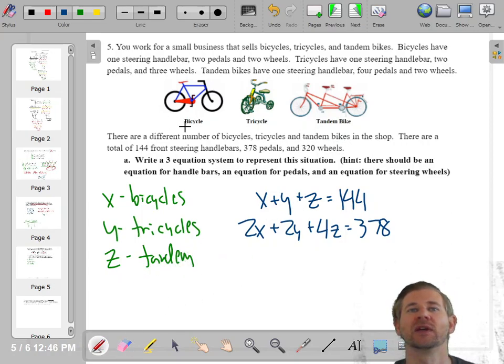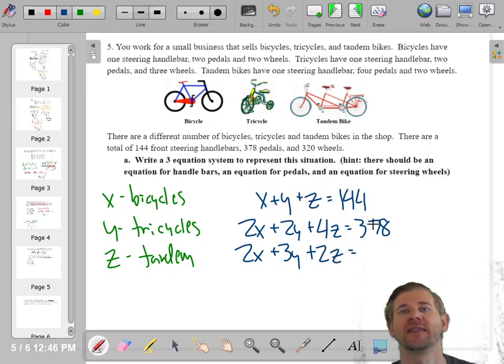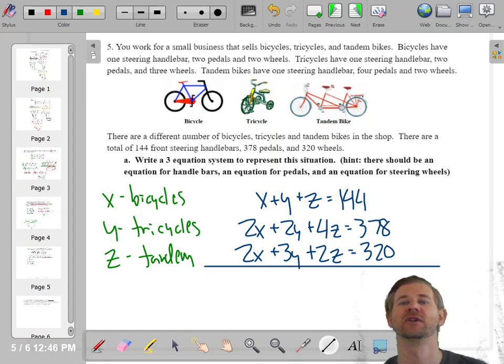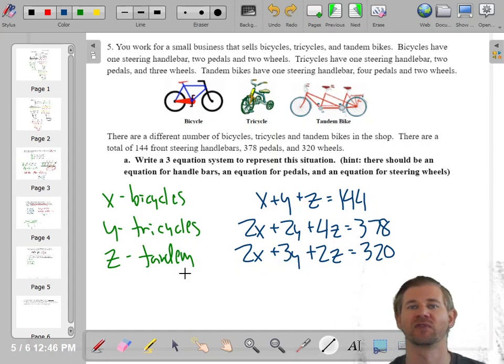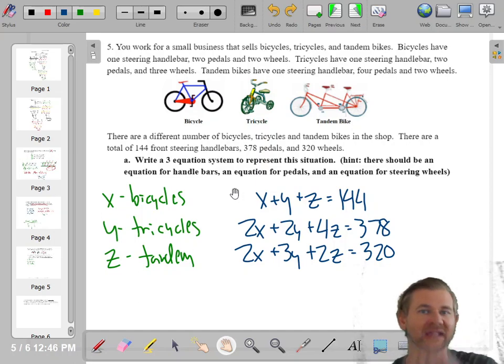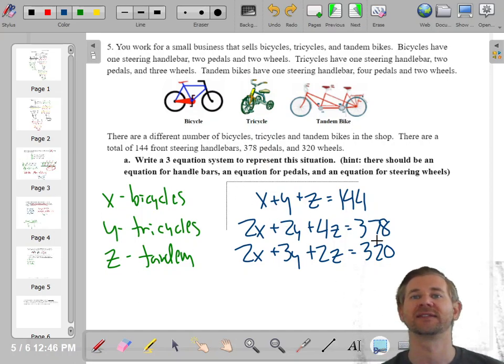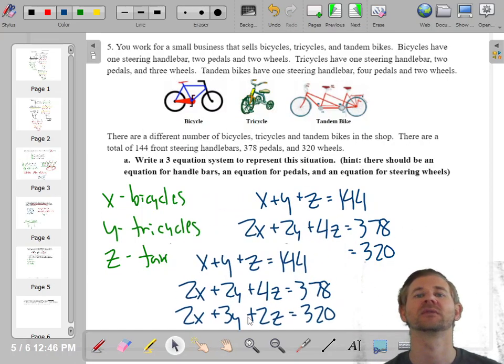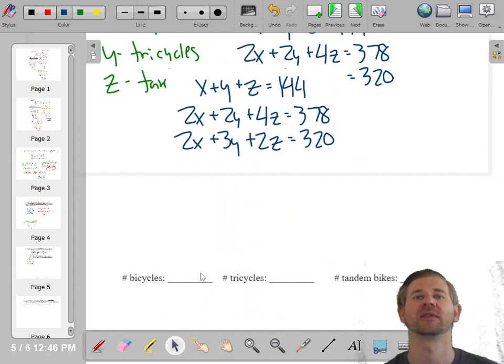320 wheels. Each bicycle has 2 wheels, each tricycle has 3 wheels, and each tandem bike has 2 wheels. And that adds up to 320 wheels. All right, first thing we got to do is create our system of equations, and I feel pretty good about that. Now we're going to have to solve that system. I'll do it here. That's fine.